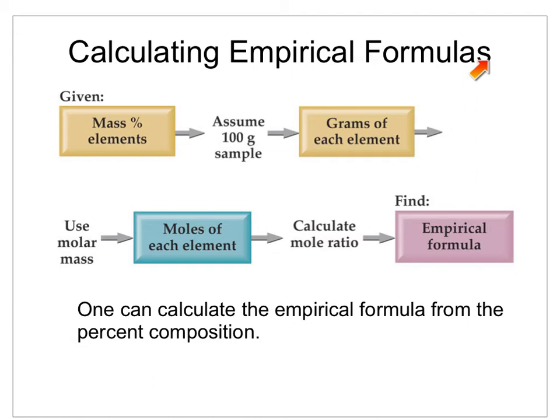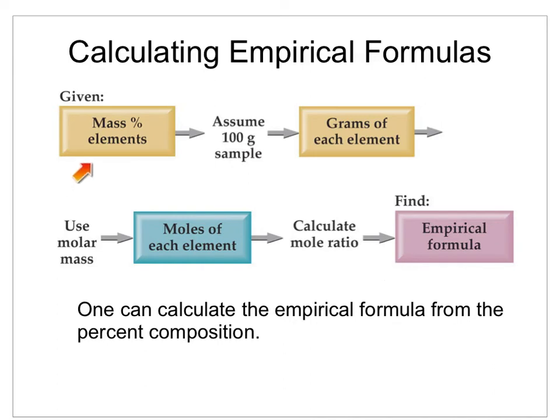Recall that the subscripts of an empirical formula give the simplest whole number ratio for all the elements in the compound. If we know the mass percent composition of each element in the compound, we can use the molar mass as a conversion factor to determine the number of moles in a hypothetical sample of 100 grams. By relating the number of moles of each component, we can determine the simplest whole number ratio, which gives us the subscripts of the empirical formula.